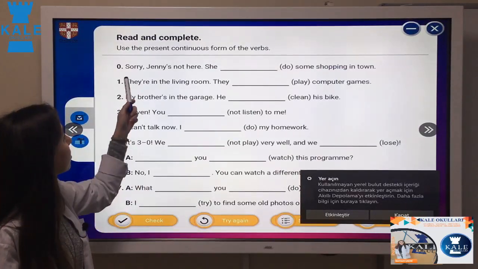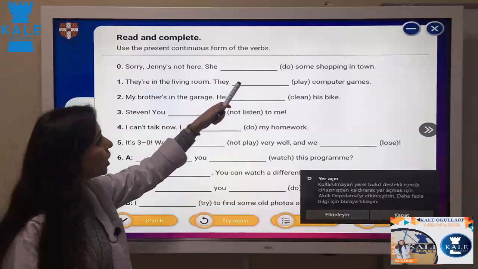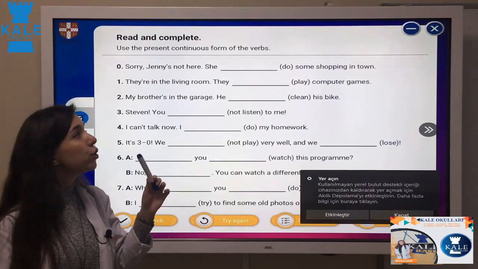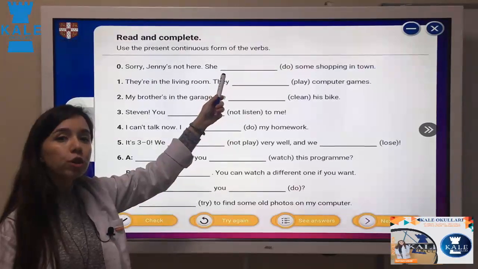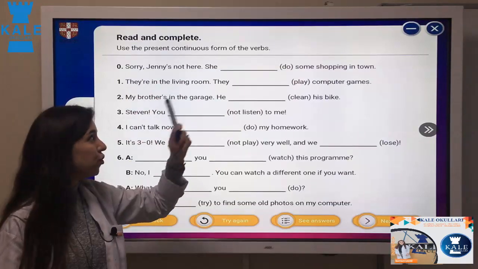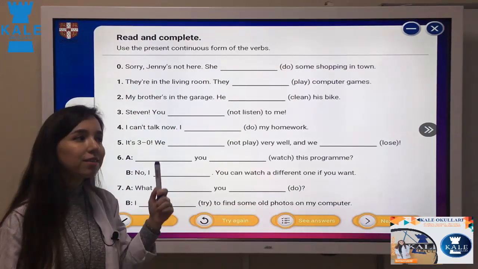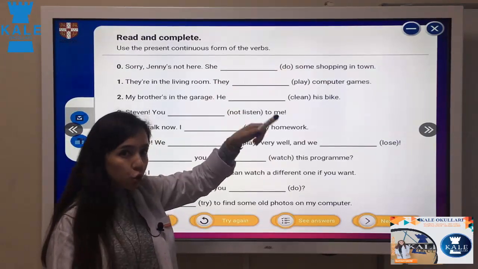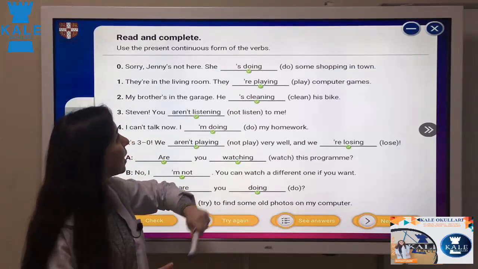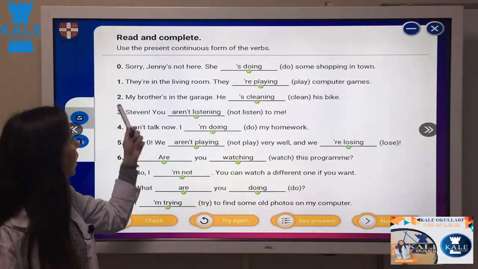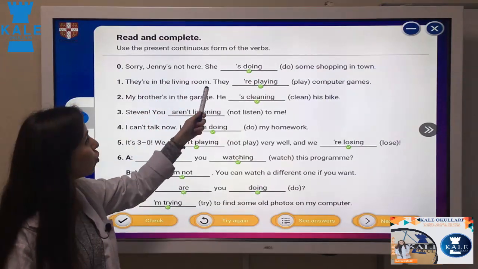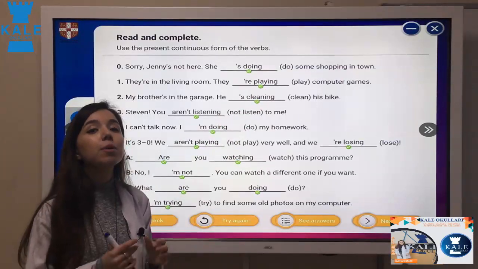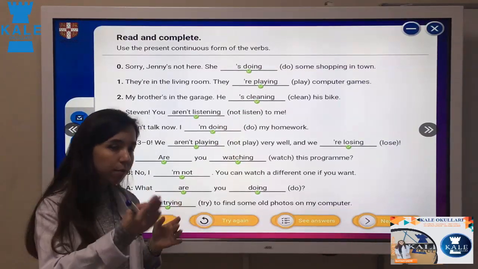Now look at here. Sorry, Jenny's not here. She do some shopping. Here, because it says that you are going to use present continuous, you need to put here am, is, are, verb plus ing. Here we have she. She is third person. For she is coming. So she is plus verb do plus ing. Let's check the answer. She is doing. Yes. Look at number 2. They are in the living room. They are playing computer games. Here are comes with ing. Why? Because for I, you, we, they, I told you are plus ing.